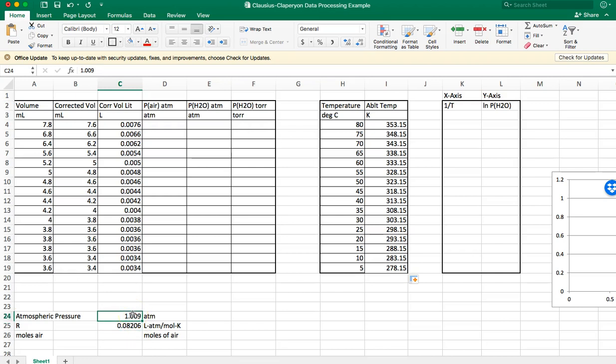The big thing to remember here, you can see I've only typed the number and I wrote the units next to it. Excel gets really confused if you put in numbers and units together. It will just treat it as a word and will be unable to do mathematical operations on it. So I did the same thing for R.